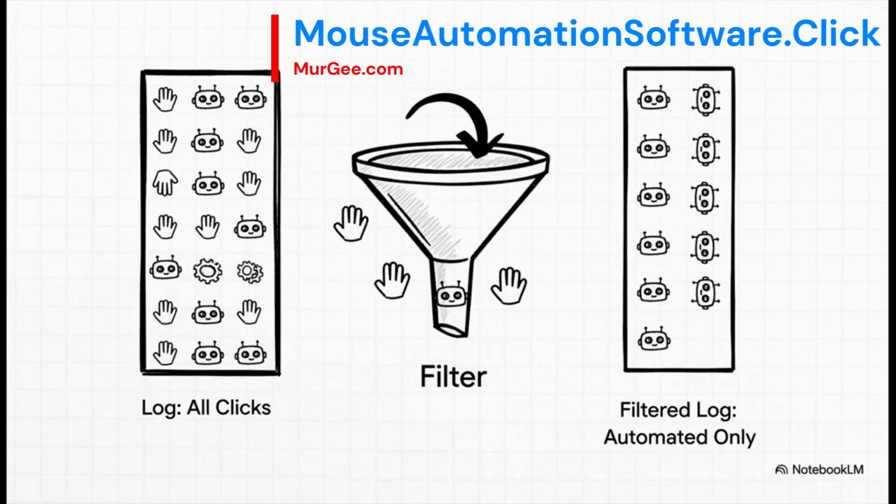Taking that a step further is the Mouse Click Viewer. This thing logs every single mouse action. But here's its killer feature. You can filter out your own manual clicks to see only what the automation software is doing. It is perfect for debugging your scripts and figuring out what's going wrong.